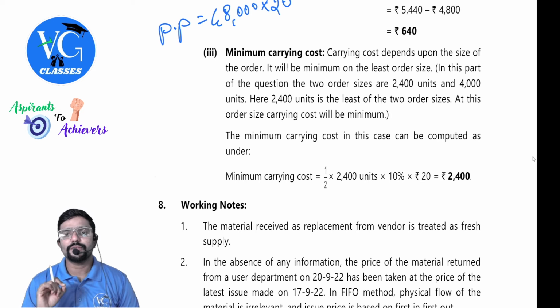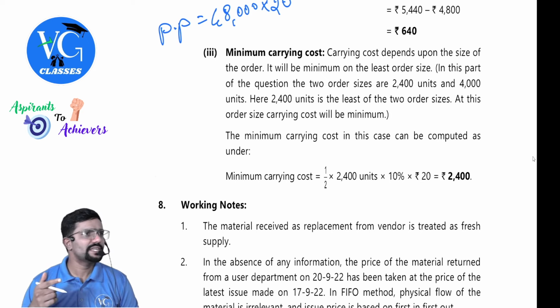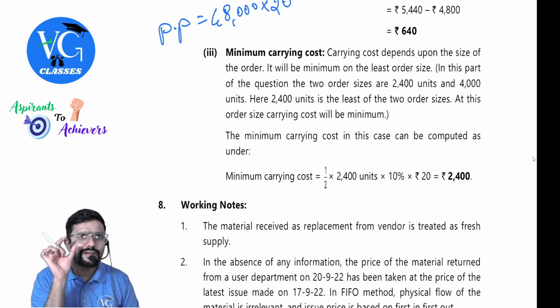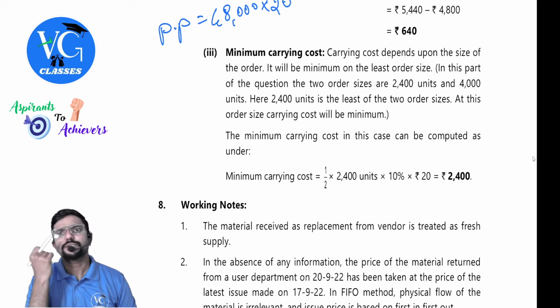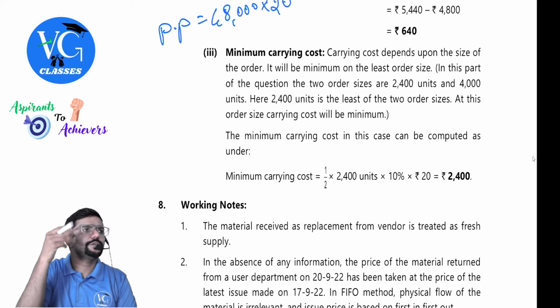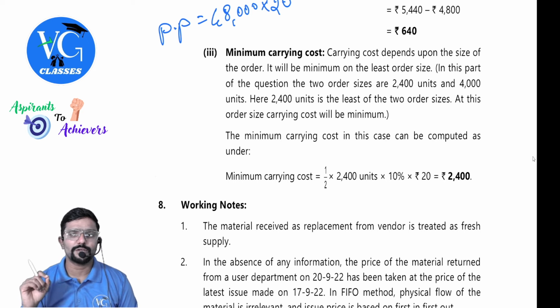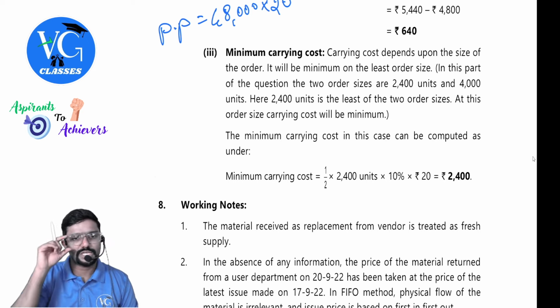Carrying cost depends upon the size of the order. It will be minimum on the least order size. I am mentioning, they have clearly given that also. Clear, it means when the quantity or order size is less, carrying cost would be less. But out of the given two options, where is it minimum? EOQ.